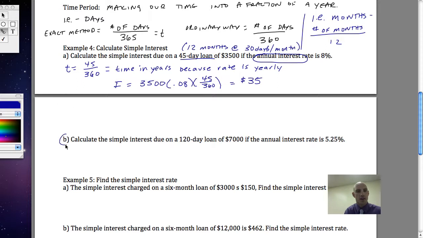See if you can find B. I'm going to give you a hint. It's a 120-day loan, and it's an annual interest rate. So T is going to be something out of 360. Okay? See if you can calculate that.